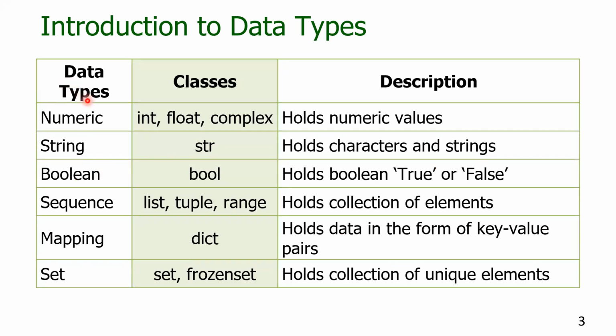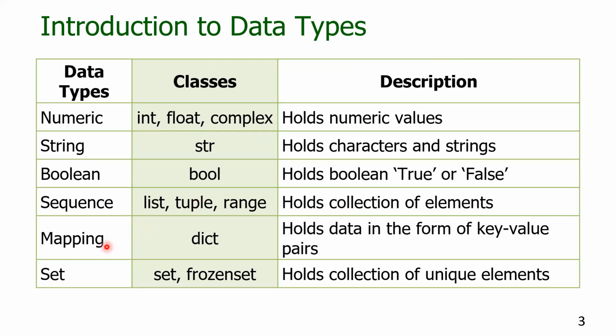Let us see the different data types supported in Python. Python supports the numeric data type by implementing the classes int, float and complex that hold numeric values. It supports the string data type by implementing the class str, which holds characters and strings. It supports the Boolean data type by implementing the class bool that holds the Boolean true or false. It supports the sequence data type, which is a collection of items or elements, by implementing the classes list, tuple and range that hold a collection of elements.